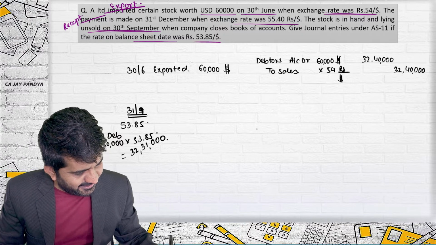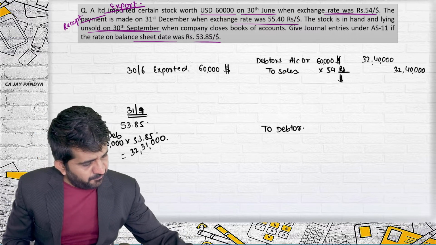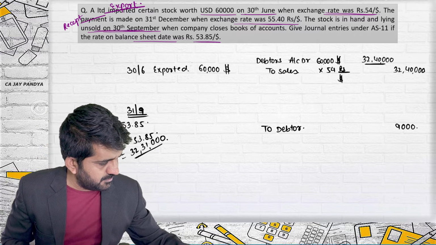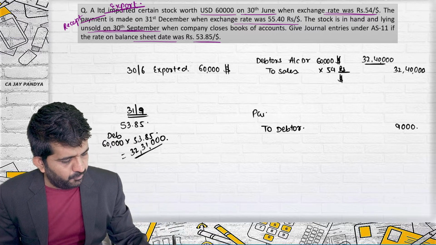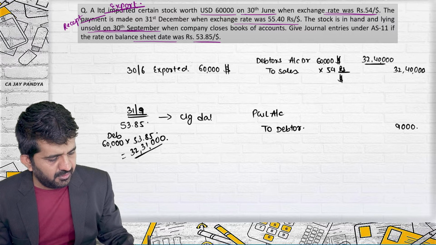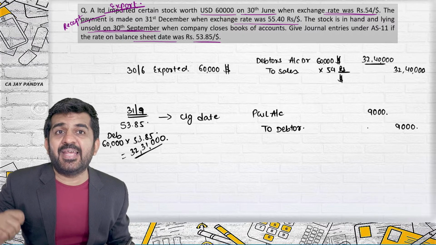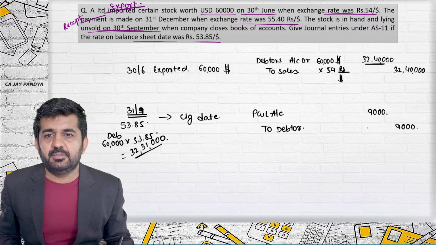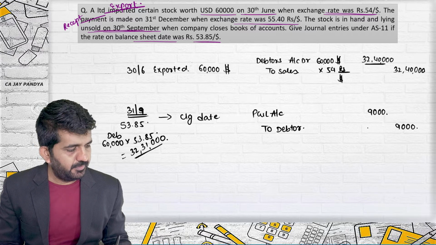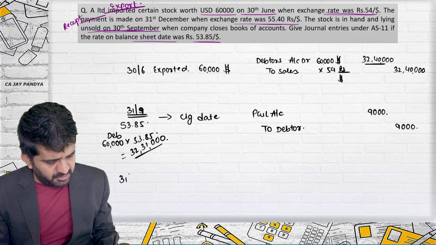So I will credit the debtors. How much is the difference between these two? 32,40,000 minus 32,31,000 is 9,000 rupees difference. Will be debited to which account? Profit and loss account. This is as on closing, 9,000. What will be the balance of debtor as on this date? Darshita: 32,31,000. 32,31,000.